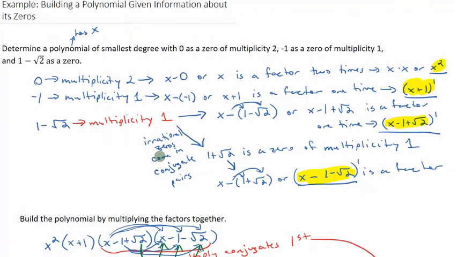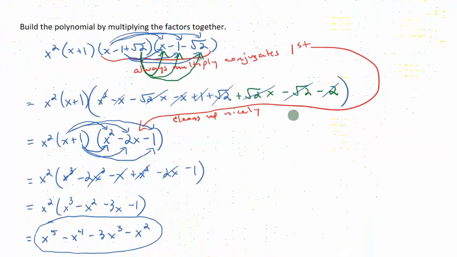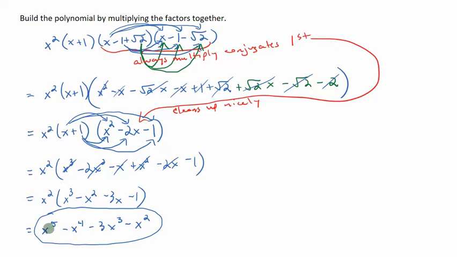So smallest degree had to be degree 5 in this particular problem, because I had to have x squared, because multiplicity 2, I had to have x plus 1 to the first, I couldn't go any less than that, and I had to have both of these to the first, and I had to guarantee that 1 plus the square root of 2 was a 0, because it's the conjugate of this given irrational 0. So I built a polynomial, degree 5 polynomial, and it has the zeros that were described above.